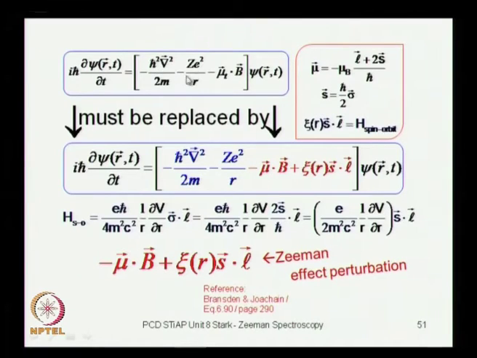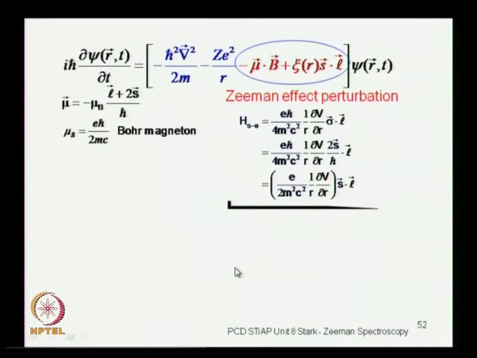The rest of the Hamiltonian, which consists of the kinetic energy part and the potential energy in the field of the nucleus, these two terms constitute the unperturbed Hamiltonian, and then you have perturbations due to the magnetic moment in the presence of the magnetic field. But this magnetic moment has got two origins, one from orbital angular momentum, one from the spin angular momentum, and then there is an additional term which is the spin orbit interaction. So, this is the Zeeman effect perturbation that we have to refer to.